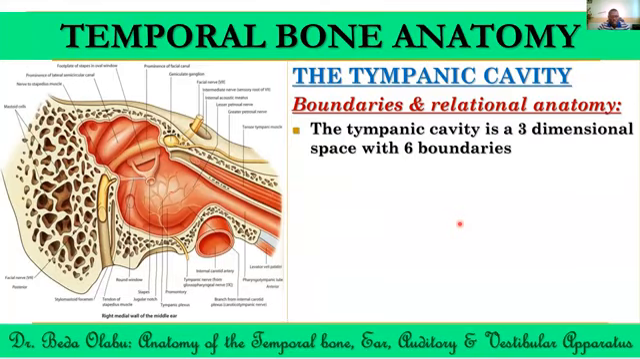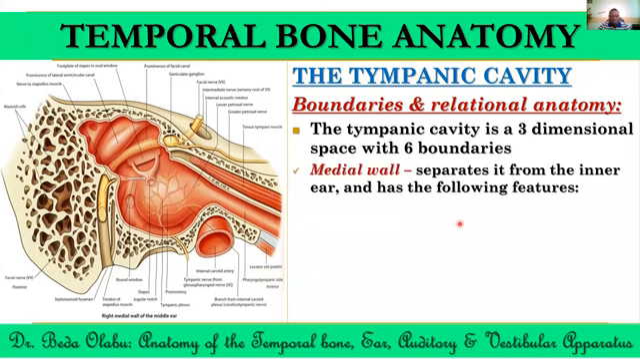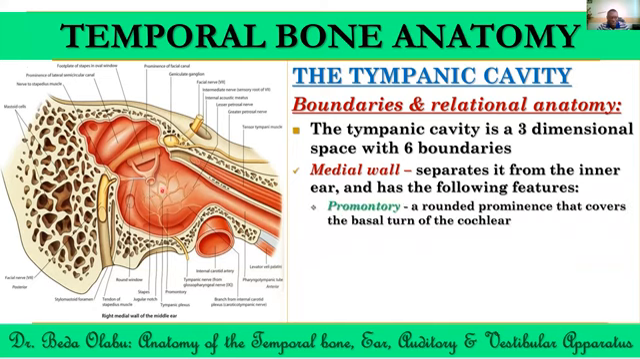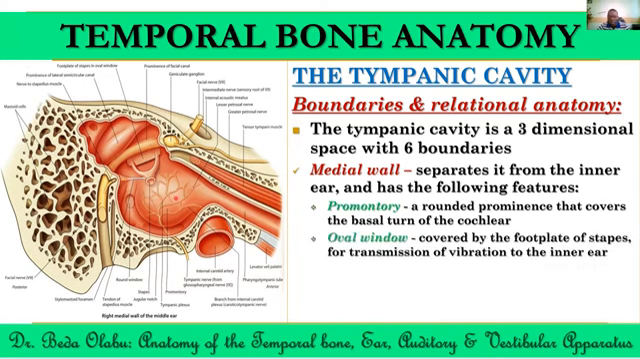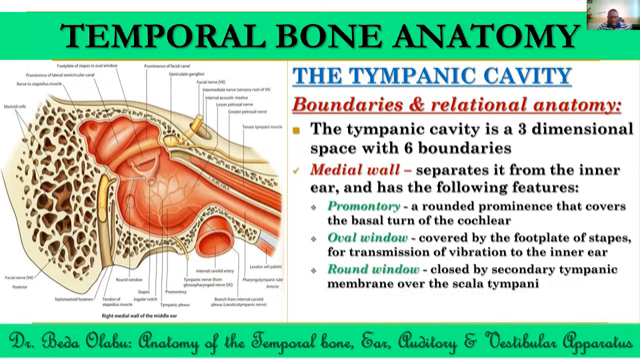Okay, now we can talk about the medial wall. The medial wall of the tympanic cavity separates the tympanic cavity from the inner ear. And it has the following. So we have the promontory, which is the prominence created by the basal turn of the cochlea. We have the oval window, which is the point of attachment of the foot plate of the stapes. And the round window, which is the one that dampens the vibrations from the cochlea.